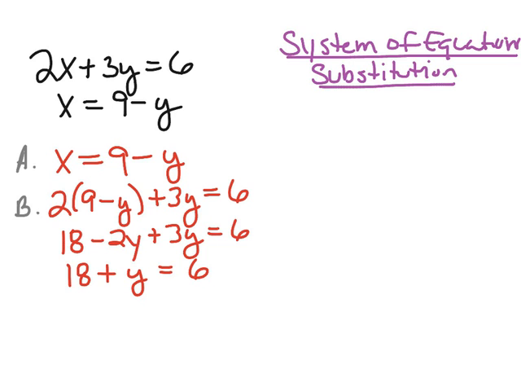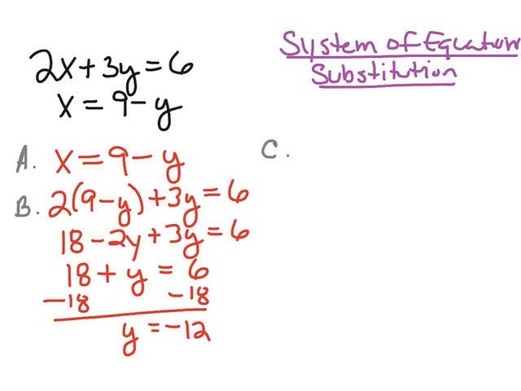Again, I'm trying to solve for y. So what I'm going to do next is go ahead and subtract 18 from both sides. So now I have y equals 6 minus 18. 6 minus 18 is a negative 12. So at this point, now I know that y is equal to a negative 12. However, I still got to find out what x is. So our third and final step is to find out what x is equal to.